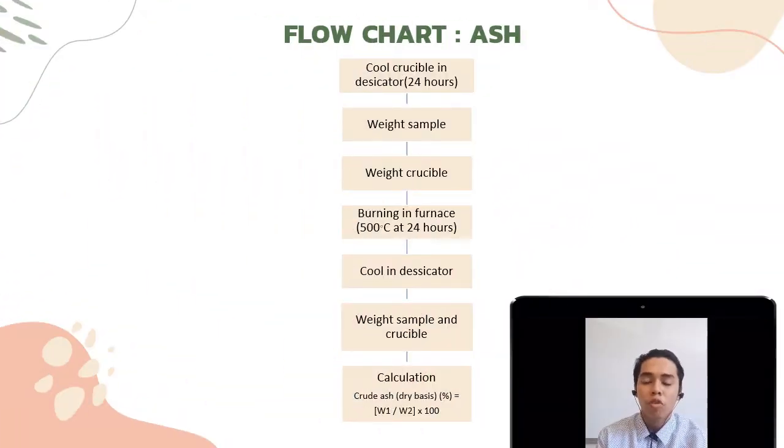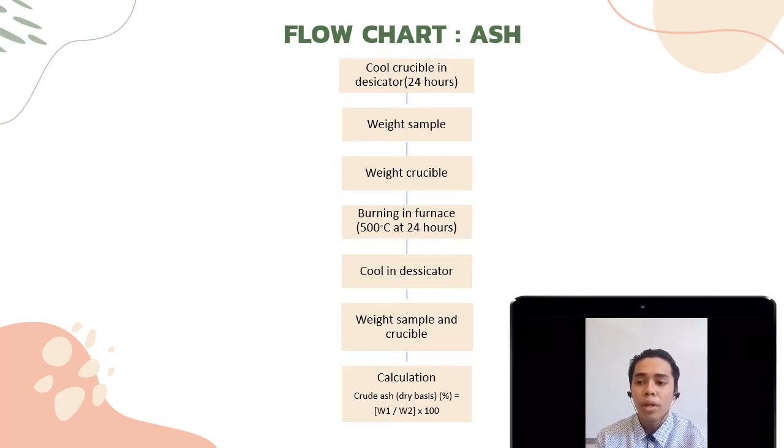For the ash process flowchart, first put the crucible in the desiccator for 24 hours. The purpose of putting it in the desiccator is to prevent the crucible from gathering moisture. The interior of the desiccator is dry due to the desiccant at the bottom, and because it is sealed to keep moist air from the outside getting inside.